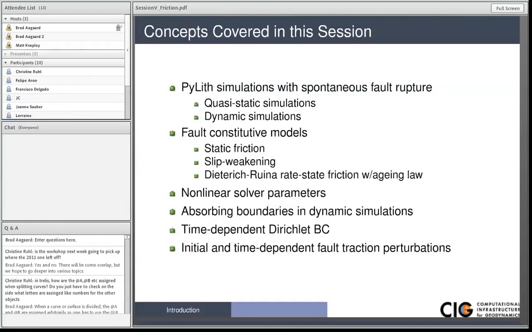We'll cover static friction, slip weakening, and Dietrich-Ruina rate state friction with the aging law. Within the context of fault friction, we will discuss nonlinear solver parameters and absorbing boundaries in dynamic simulations. We'll also discuss time-dependent Dirichlet boundary conditions, as well as initial and time-dependent fault traction perturbations.